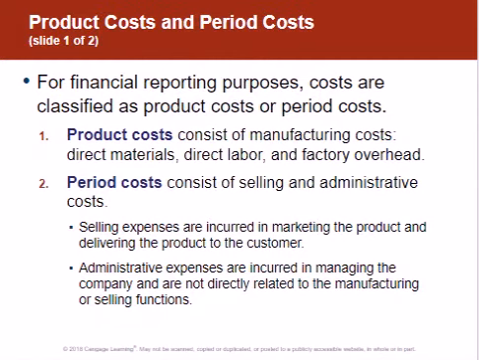For financial reporting purposes, costs are classified as product cost or period cost. Product costs consist of manufacturing cost: direct materials, direct labor, and factory overhead. Period costs consist of selling and administrative costs. Selling expenses are incurred in marketing the product and delivering the product to the customer. Administrative expenses are incurred in managing the company and are not directly related to the manufacturing or selling functions.